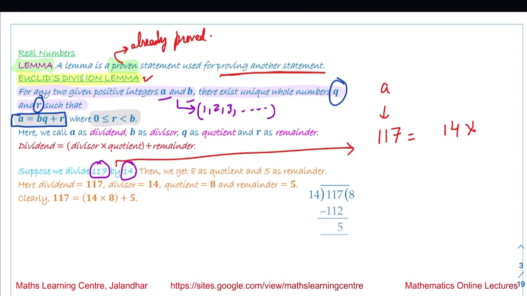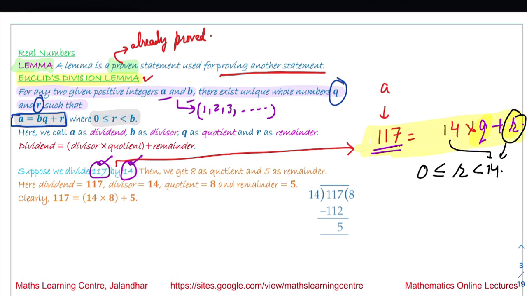We have to find the numbers q and r. These two numbers, 117 and 14, are given to us. We have to find two numbers q and r such that 117 is equal to 14 into q plus r. We are saying we can always find such numbers. And the second property of these numbers is that this r can be 0 and it will be less than b, and the value of b we have is 14. So we have to find such q and r. How can we calculate these values?